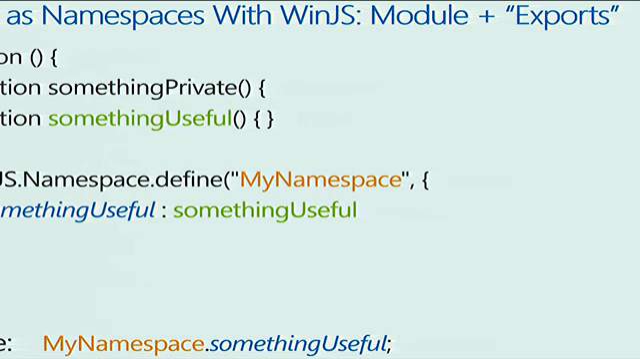So here, you want to use the WinJS library called a namespace. You want to actually do namespace define, my namespace. And then, for example, you could have a JavaScript function called something useful, and you could map it with another thing. And when you finally invoke it, you say myNamespace.somethingUseful like this. And that's about it. Very easy to do, right?